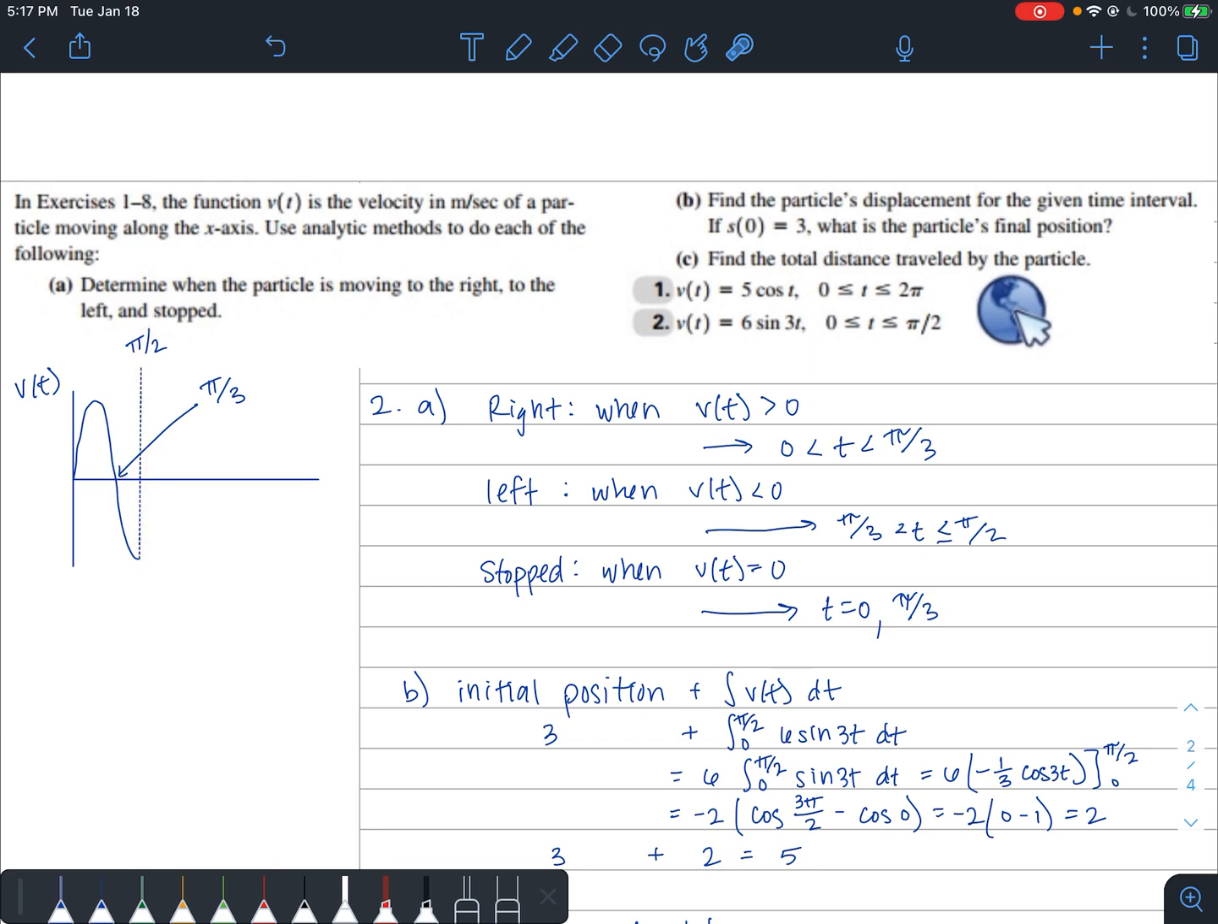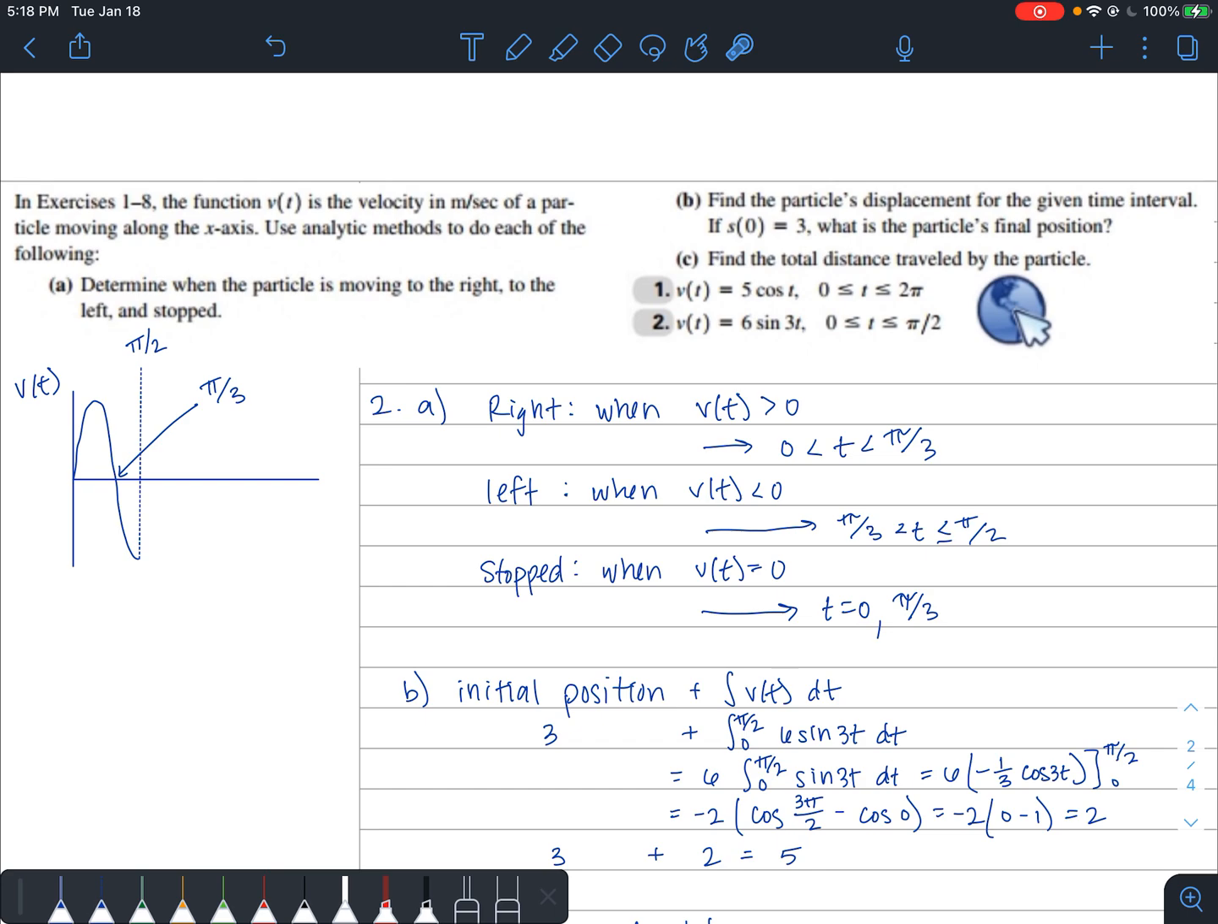Now I note here that it crosses the x-axis at pi thirds. So that helps me distinguish when the velocity goes from being positive to being negative. So when does it move to the right? It moves to the right when the velocity is greater than 0, or positive. So here it has to be from 0 to pi thirds. That's whenever it is positive. So not including 0 and not including pi thirds, because that's whenever it's equal to 0. That's when it's going to be stopped.